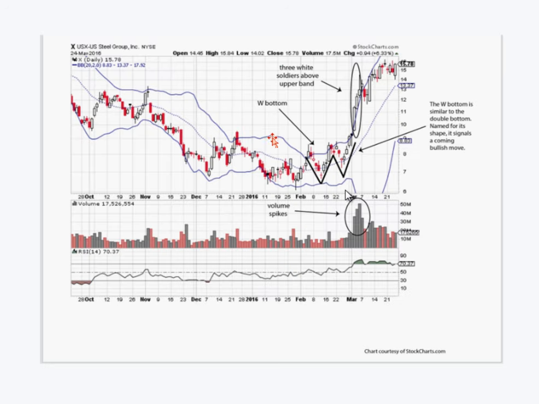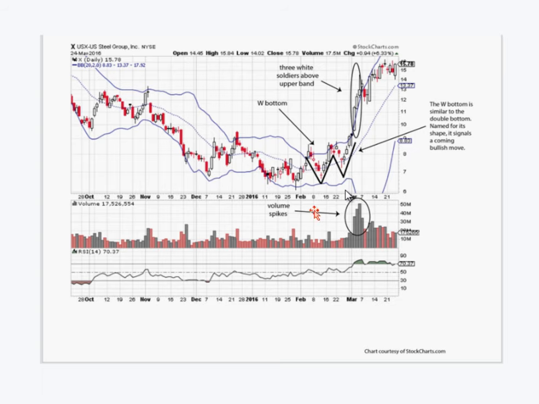This is a case of U.S. Steel. And you have a consolidation here that goes from about 6.50 up to almost $9 a share. And a couple of things going on here that are interesting. First of all, the W bottom is very specifically identifiable here.